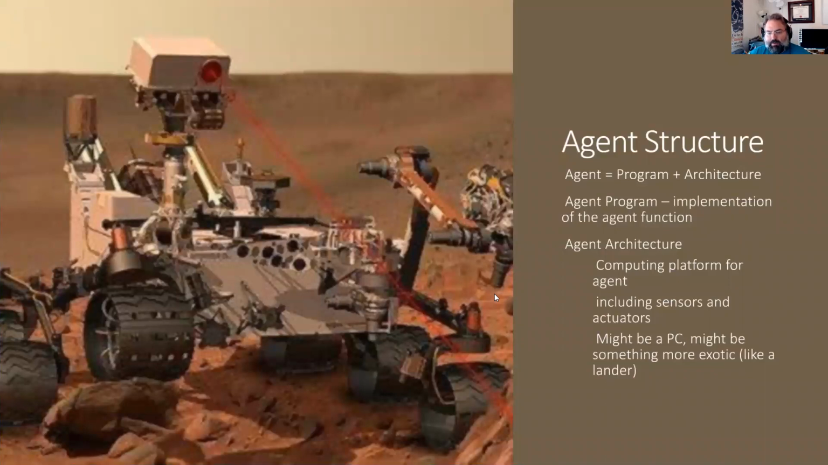An agent is a mixture of a program plus an architecture. The program is the implementation of the agent's function. The architecture is the computing platform that it runs on. That's going to include things like sensors, actuators, motors. It might just be a PC, and it might be something like a Mars rover. So the concept here is that it's a combination of things that go together, and they're of varying degrees of complexity, but they do have some things in common.